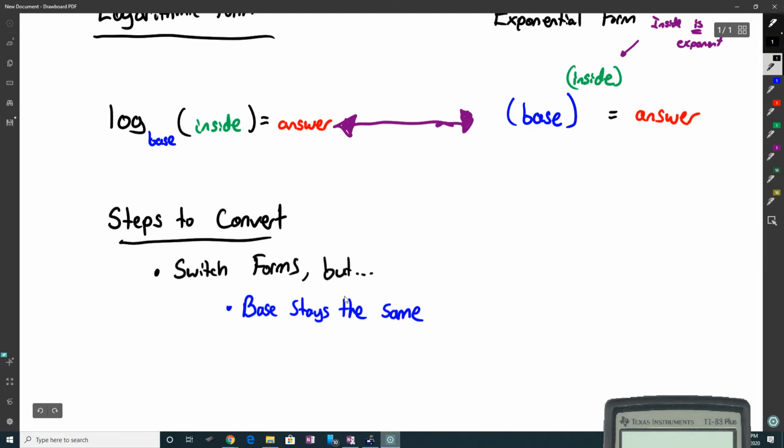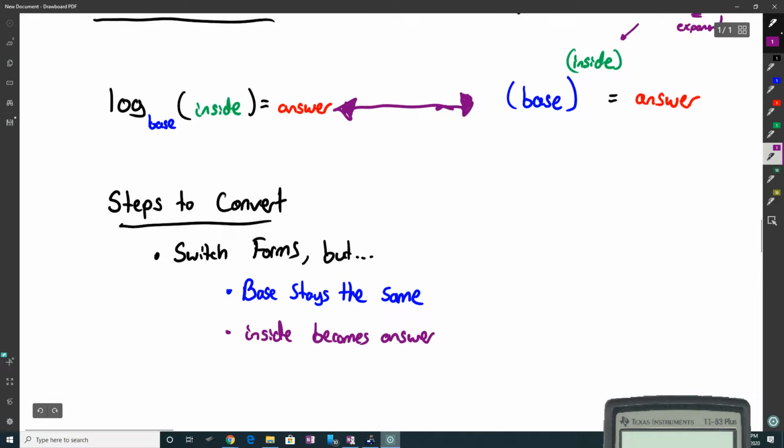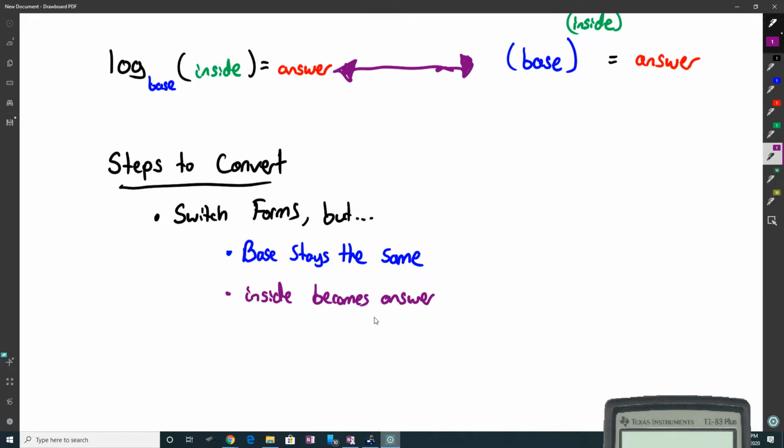And then you swap the inside and the answer. So inside becomes the answer, and the answer becomes the inside. You know what? That's actually going both ways. Sorry. Oh no, that's right. Inside becomes answer, answer goes on the inside.